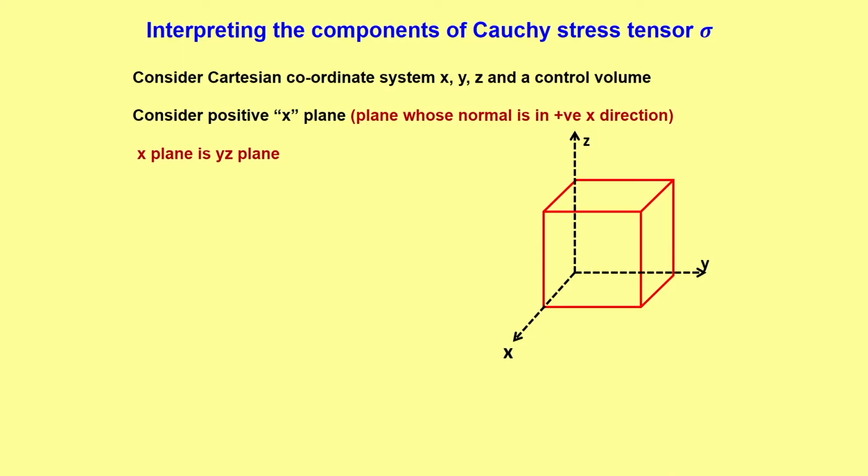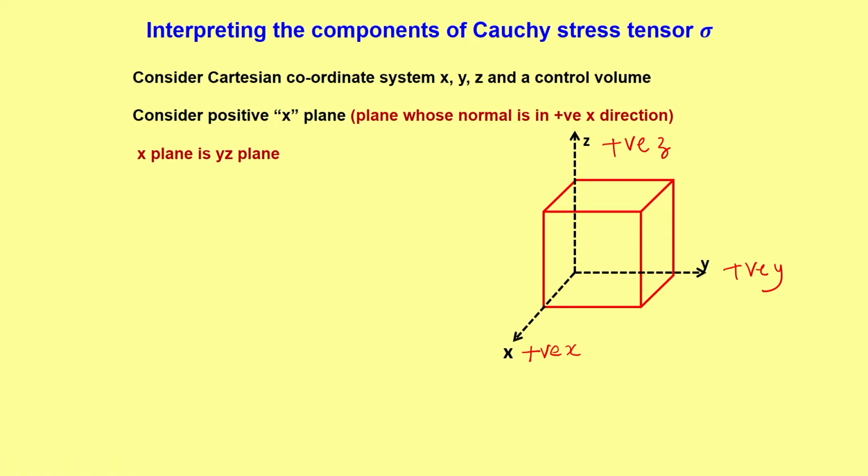In fact, this control volume is not required, but to make things simple and for one to understand, it has been shown. So, we have a Cartesian coordinate x, y, z. This is positive x direction, this is positive y, and this is positive z. That is also important here.